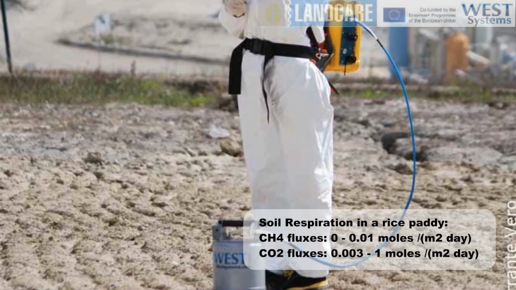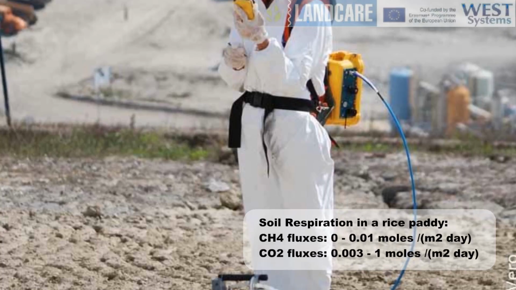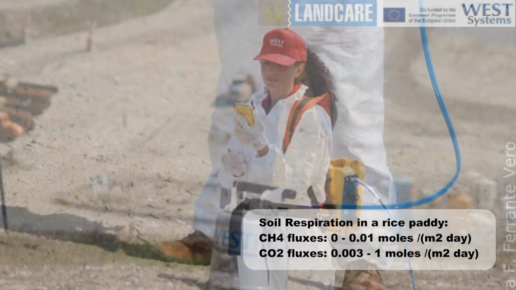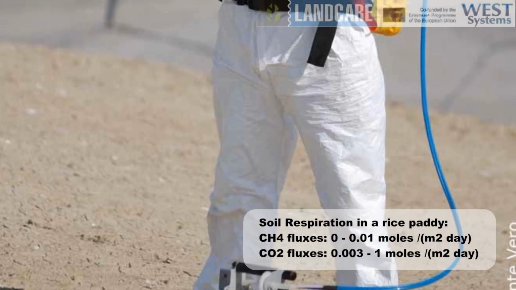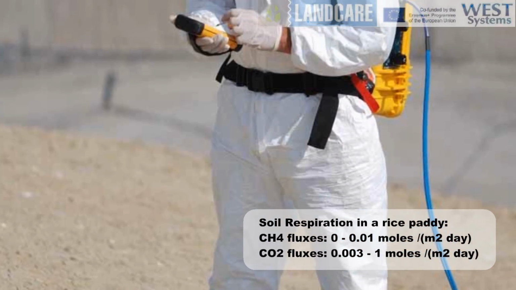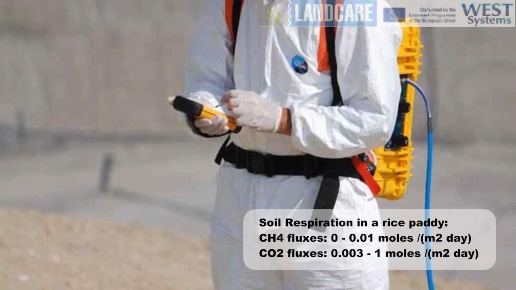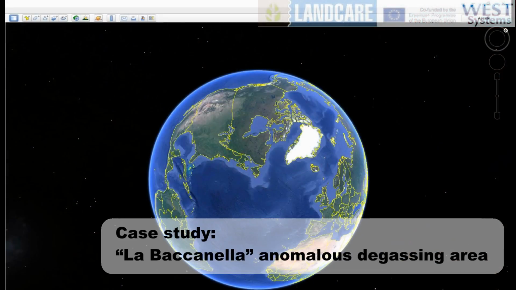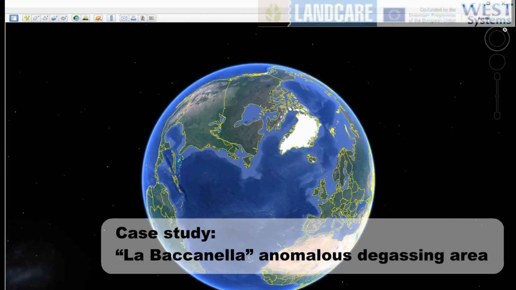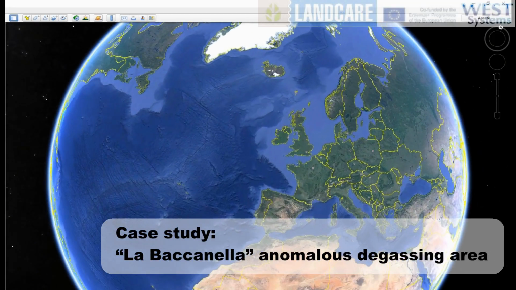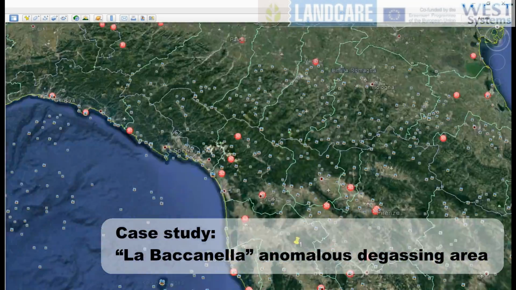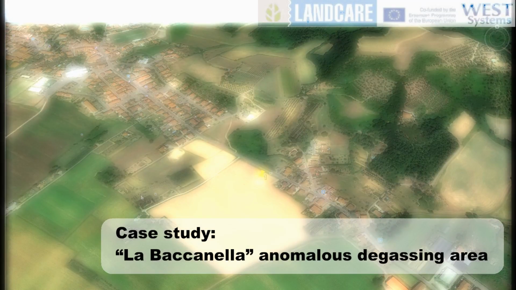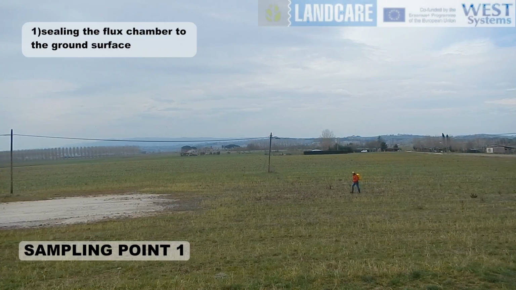The normal soil respiration in a rice paddy produces methane fluxes ranging between 0 to 0.01 moles per square meter per day and carbon dioxide fluxes ranging between 0.003 to 1 moles per square meter per day. La Bacanella represents a practical example of an anomalous degassing area. Let's measure diffuse emissions with West Systems portable flux meter in several points of this area.